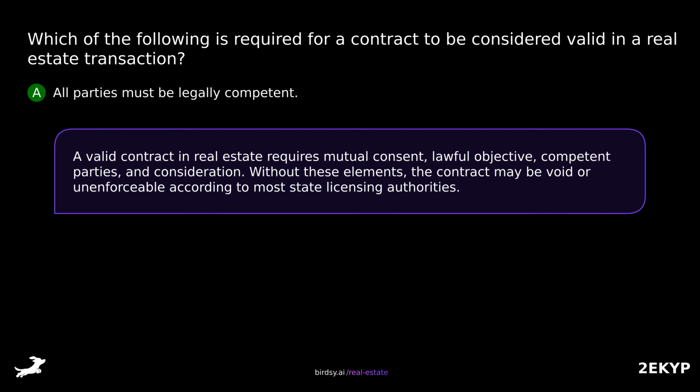A valid contract in real estate requires mutual consent, lawful objective, competent parties, and consideration. Without these elements, the contract may be void or unenforceable, according to most state licensing authorities.